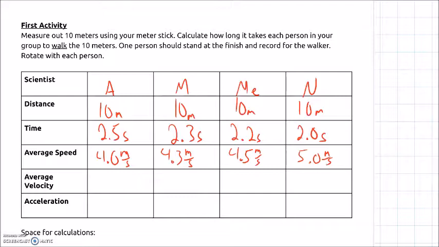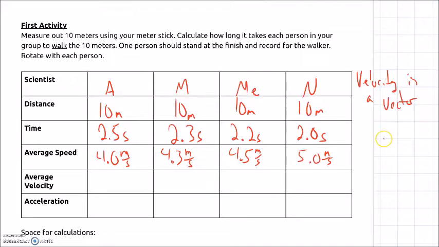Now, speed and velocity are the same thing, except for one important fact. Velocity is a vector. Velocity is a vector.